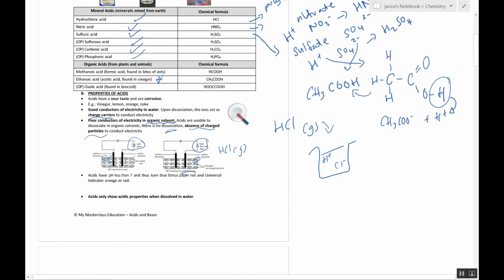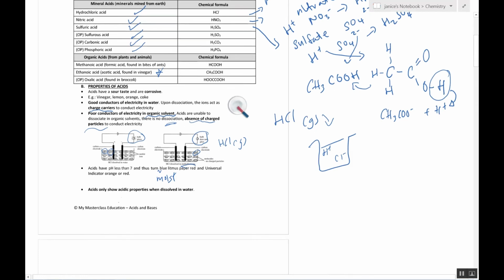Okay, and then the last physical property that we have is that acids have a pH of less than 7, and they turn blue litmus paper red. For this blue litmus paper, please remember to write the word moist. Why moist? Because if it's not moist, how does it dissociate? By definition, it dissociates in water, so you need the moisture to release the H+, which gives the acidic properties. So it turns your blue litmus paper red, and the universal indicator turns orange or red.